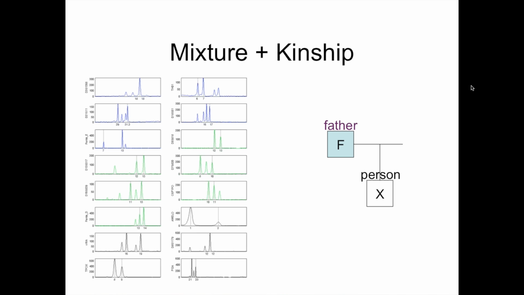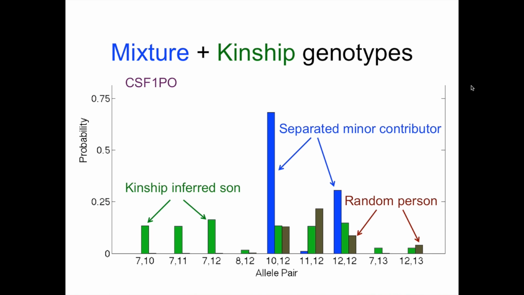Well, the approach is to infer genotypes. From the mixture, one can separate out that mixture with TrueAllele and infer the minor 30% contributor. And similarly, with kinship, you can use a method such as TrueAllele to infer the unknown person X's genotype as a probability distribution. And now you have the genotype from one contributor, the minor contributor to the mixture, and the genotype from a family, the unknown person X. And now a genotype to genotype comparison can be made.